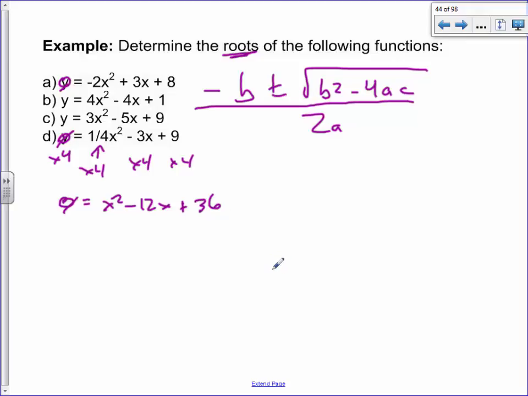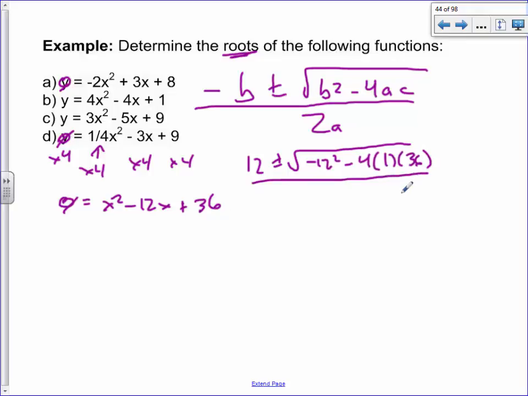Let's start plugging these numbers in. B is negative 12. Double negative is 12. This B is also negative 12, but make sure you're careful. When you do 12 times 12, it's positive 144, not negative 144. A is 1, C is 36, and A was 1 again.